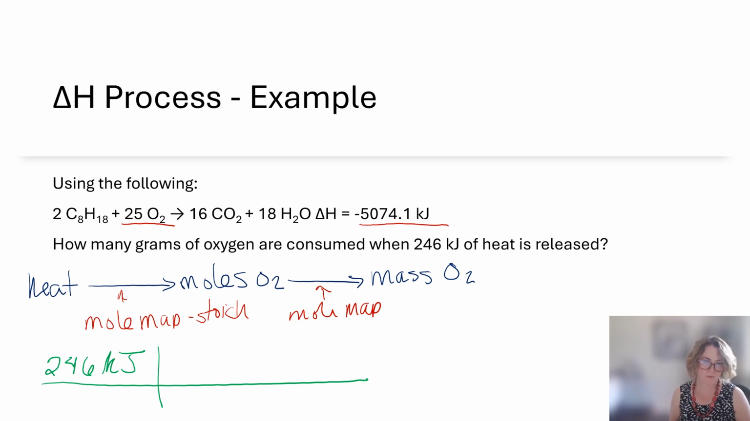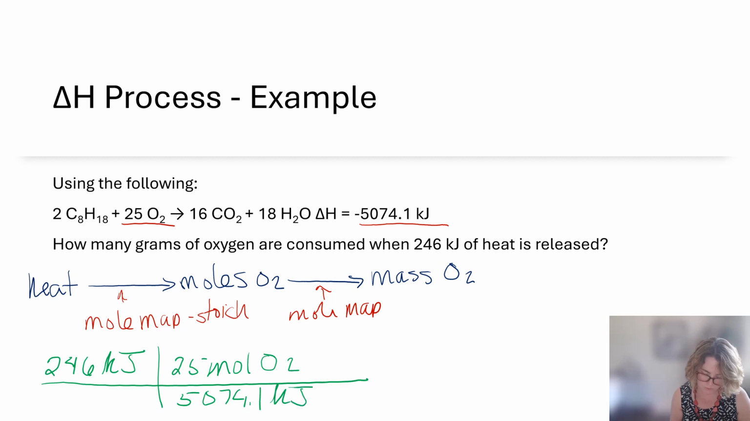Again, setting this up so that the units I don't want go away, and I'm heading in the right direction, and the units I do want end up in the numerator. So I am going to say that I have 25 moles of oxygen for every 5,074.1 kilojoules of energy. And again, just like I mentioned in the last example, I am not going to include the negative sign here. That negative sign is just telling you that heat is being released and that this is exothermic.